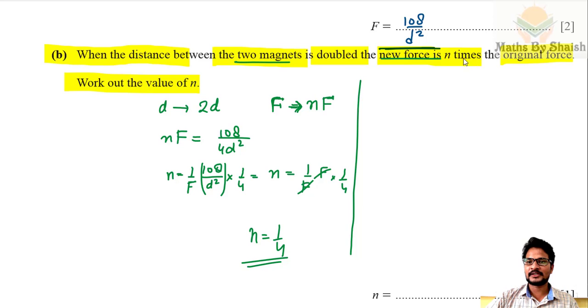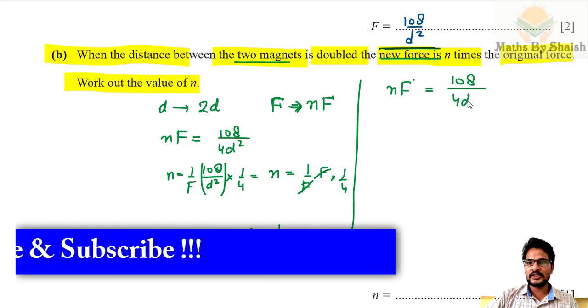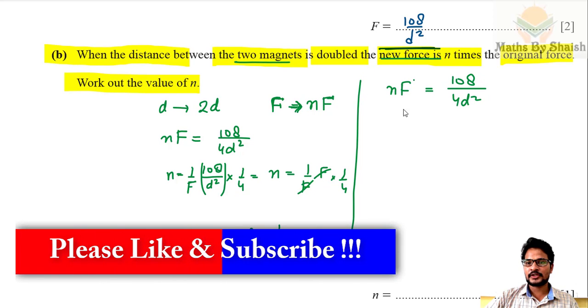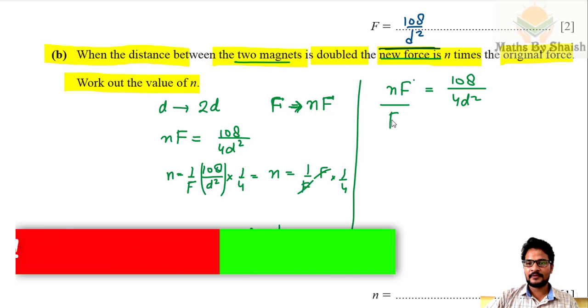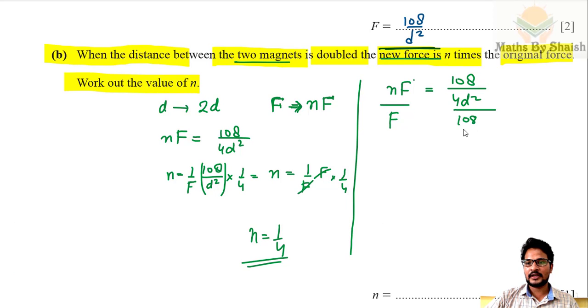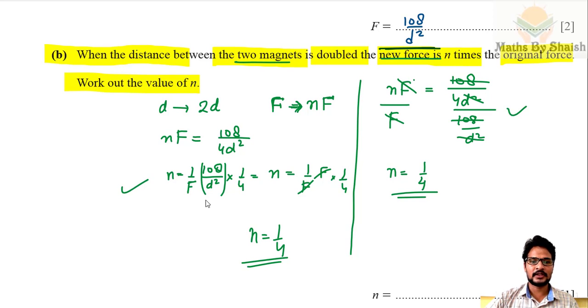If the new force is n times, so it means for the new one we have nF equals 108 upon 4d square, and we divide the original formula, that is divide by F here, divide by 108 over d square. We'll see these two things got cancelled, F got cancelled, and we got n equals simply 1 by 4. So I believe this method is fine, or we can do it by this method as well. Here we need to do a little bit of observation, otherwise this is fine.